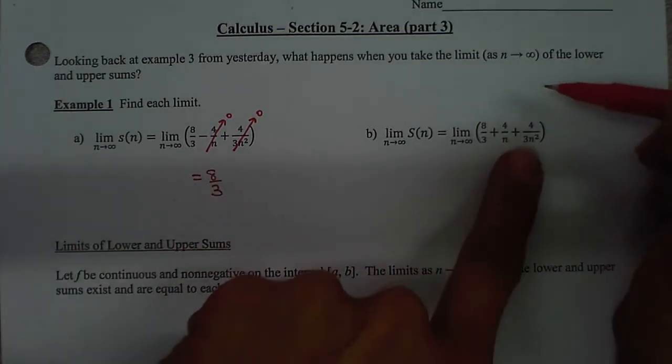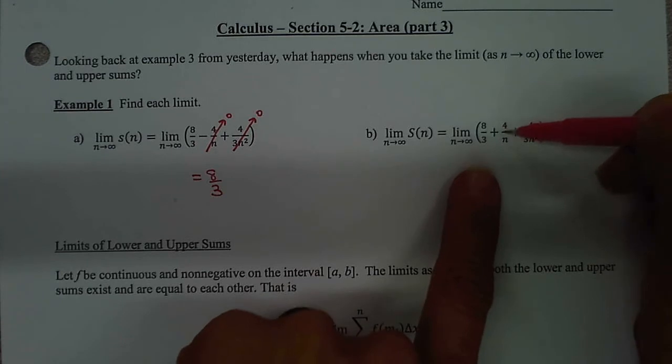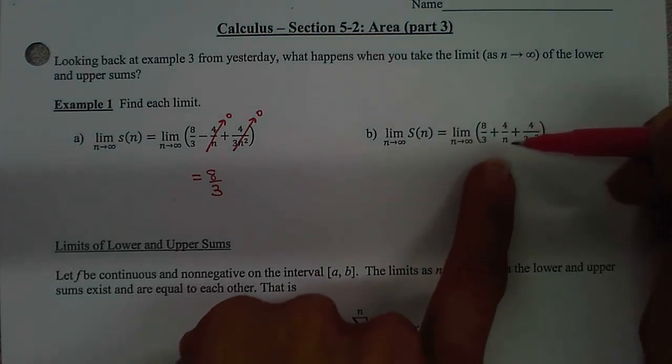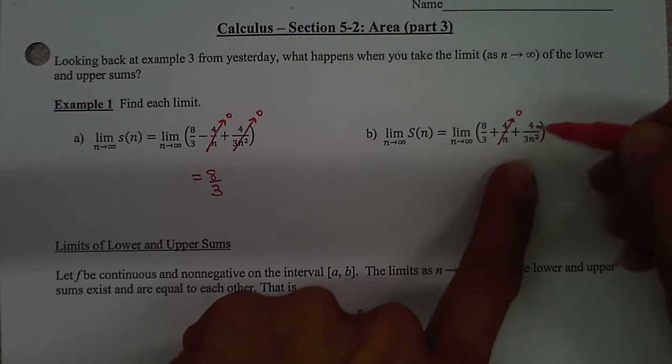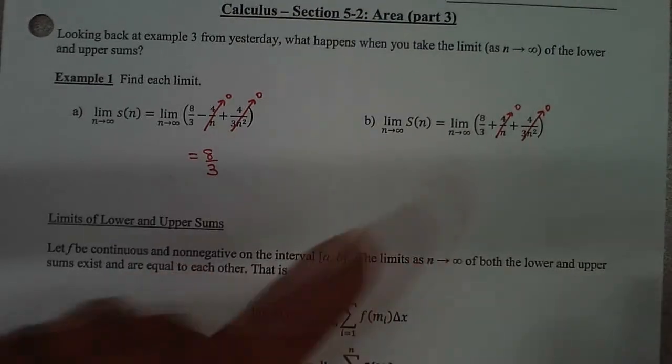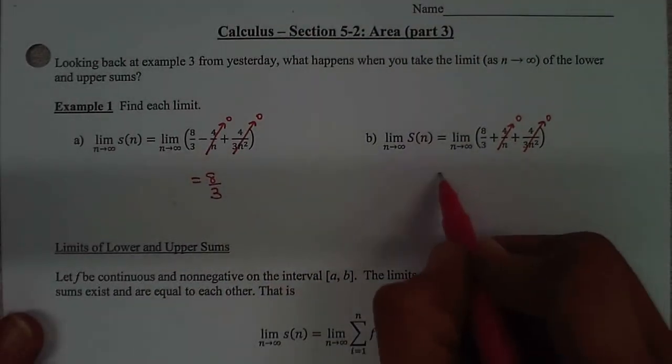Same thing is going to be true over here. If I were to find the limit as n goes to infinity, this 4 over n is going to go to 0. This 4 over 3n squared is going to go to 0. And all I'm left with is this 8/3.